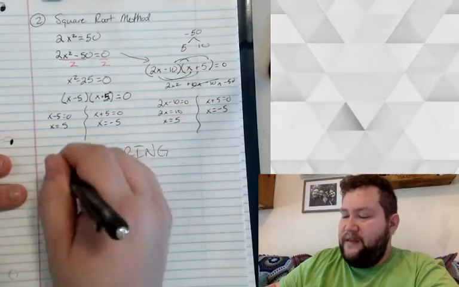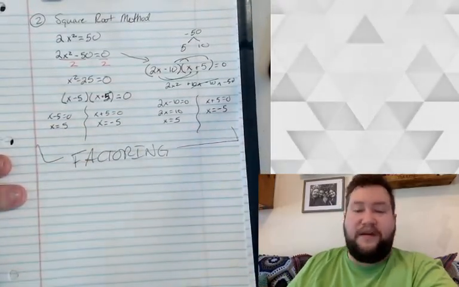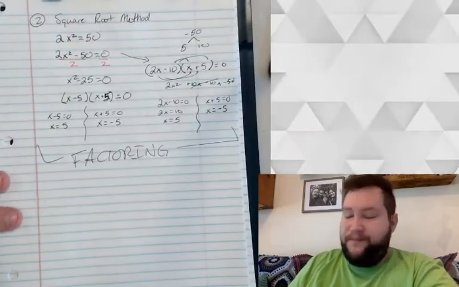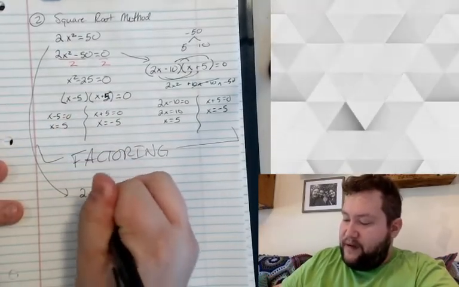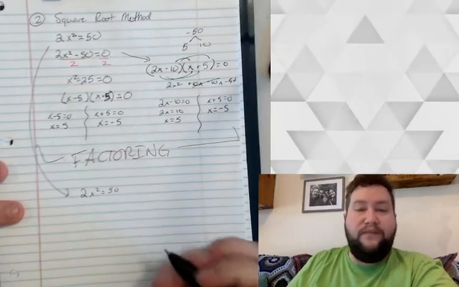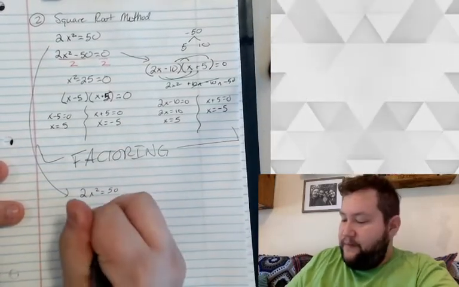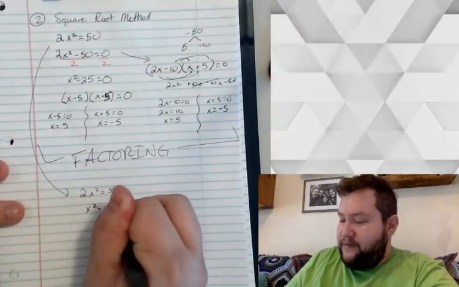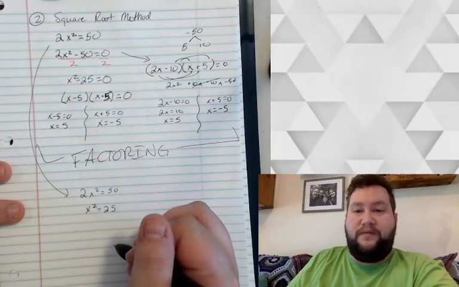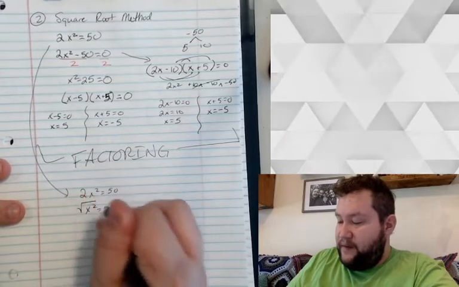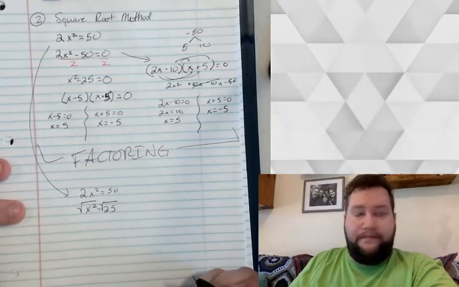And you're like, you said that we were going to talk about the square root method, but you just showed us another factoring example. Well, let's say we started this way instead. We have 2x squared equals 50. Go ahead and divide both sides by 2. x squared equals 25. And one of our equivalence rules is we can take the square root of both sides.